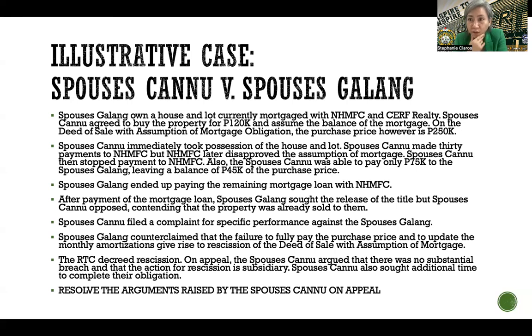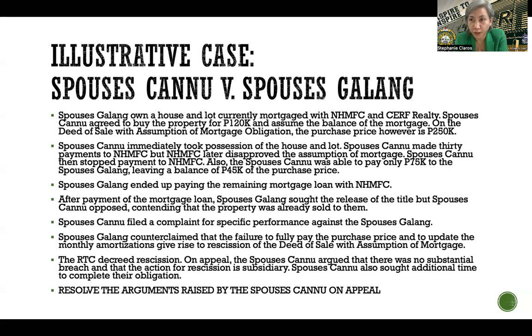So bagag na ang spouses Canoe, guys. Spouses Canoe then filed a complaint for specific performance against the spouses Galang, invoking that deed of sale with assumption of mortgage obligation. So the spouses Galang counterclaimed that the failure to pay the full purchase price and to update the monthly amortizations gives rise to rescission of that deed of sale with assumption of mortgage.